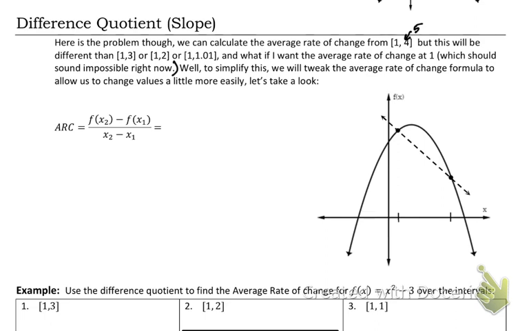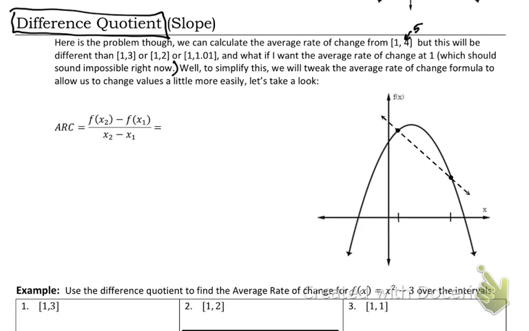Well, to simplify this, we will tweak the average rate of change formula to allow us to change values a little more easily. So rather than having to plug in 1, 5, 1, 3, 1, 2, 1, 1.01, we can tweak this formula to speed that up. And in fact, this is going to get into something called the difference quotient. It's the exact same thing as average rate of change. We're just going to note things a little bit differently.